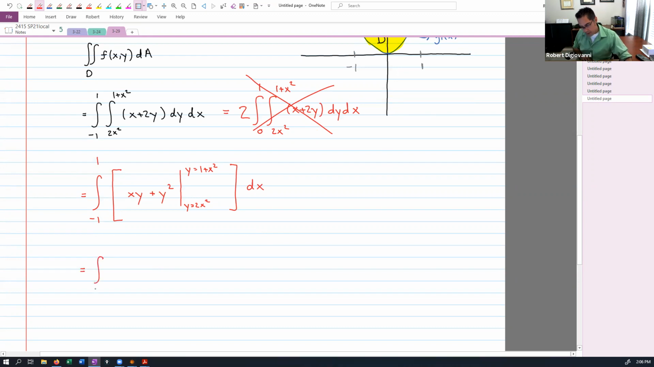Now this becomes the integral from -1 to 1. And then I have to plug in two things. And then go with respect to x. All right, so first plug in y. So x, and then y is 1 plus x squared. And then plus y, which is 1 plus x squared, but then squared. And then plug in 2x squared. So x times, I'm sorry, 2x squared, plus, and then we have 2x squared squared.